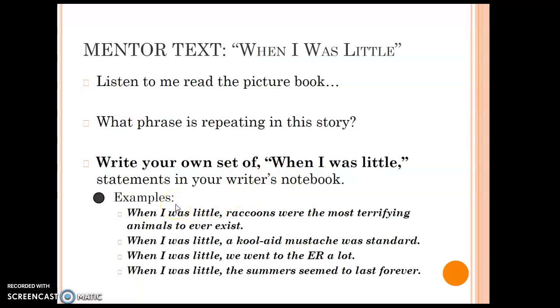So hopefully you're noticing the repetition, but you might also notice that this word "when" creates a natural pause. So when I was little, comma, McDonald's was a feast. When I was little, pause, or comma, I couldn't tie my shoe. And that's an AWUBS sentence for you. And that's kind of the prompt that you'll be writing about.